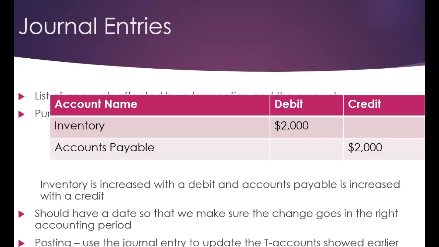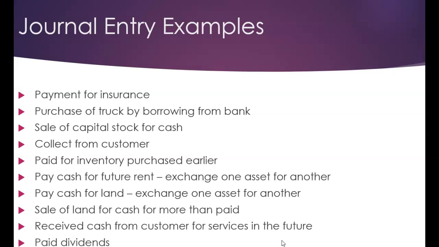So we increase our asset with a debit. We increase our liability with a credit, and we see with this entry here that both our debits and our credits equal. Again, balancing our entry.